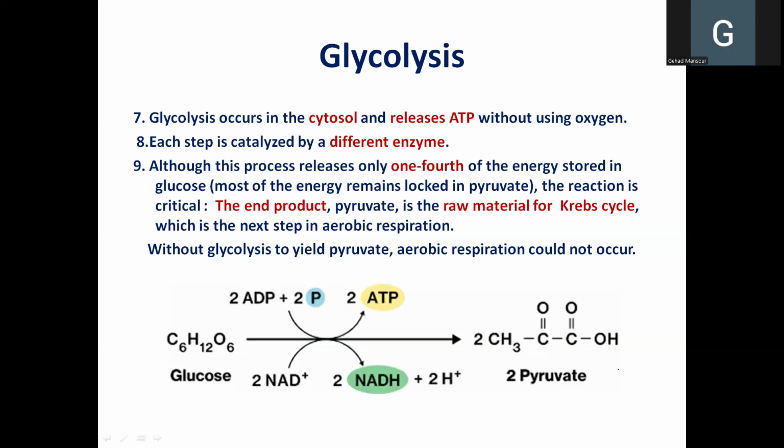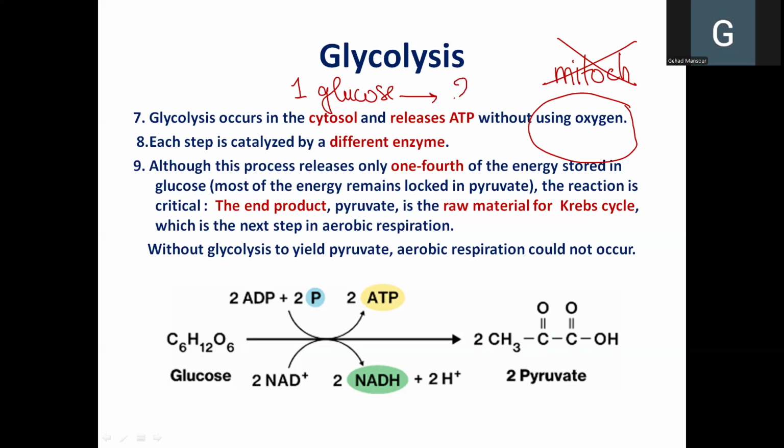Glycolysis occurs in the cytosol, as we said, and releases ATP without using oxygen. But if we don't use oxygen, this means that we will not be allowed to enter the mitochondrion, and the energy yield of one glucose molecule will only be the direct yield, which is the 2 ATP molecules.